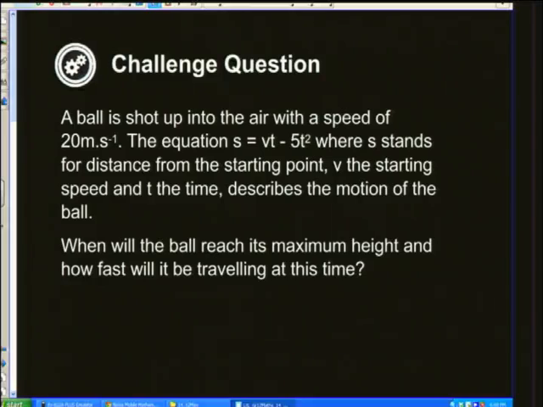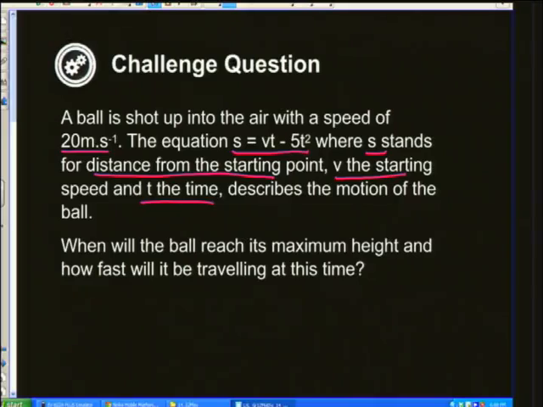A ball is shot up into the air, and the initial speed of the ball is 20 meters per second. They give you the equation S = Vt - 5t², where S stands for the distance from the starting point, V the starting speed, and t the time, which describes the motion of the ball. So there we've got a nice equation that's describing the motion of the ball.